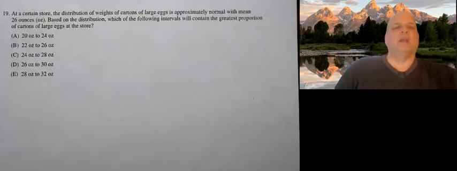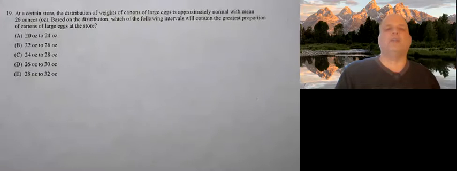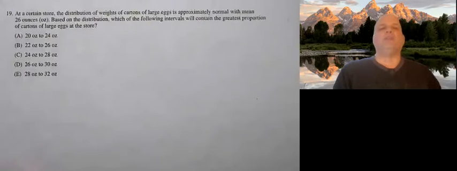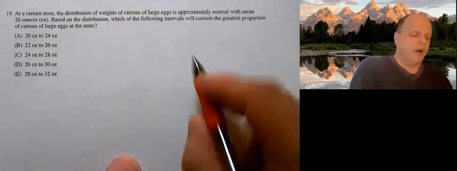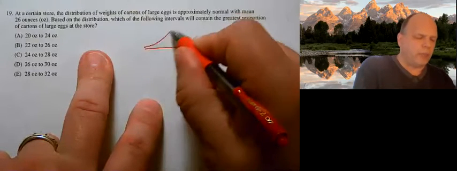Number 19. At a certain store, the distribution of weights of cartons of large eggs is approximately normal, with a mean of 26 ounces. Based on the distribution, which of the following intervals will contain the greatest proportion of cartons of large eggs at the store? This is a type of problem that shows up every few years. Not a difficult problem at all.